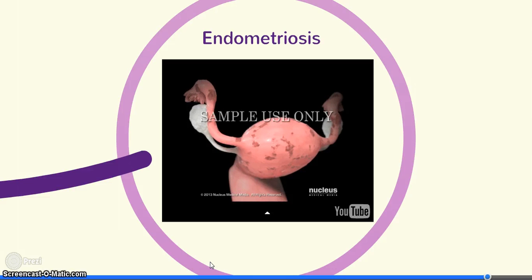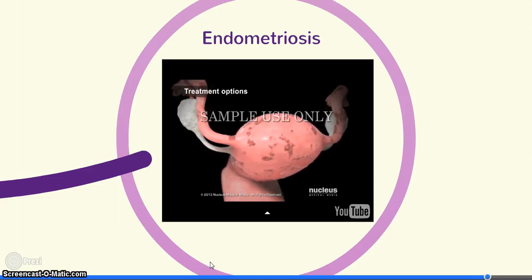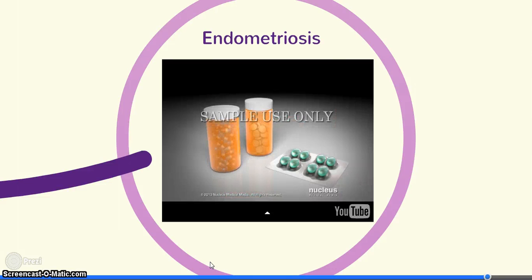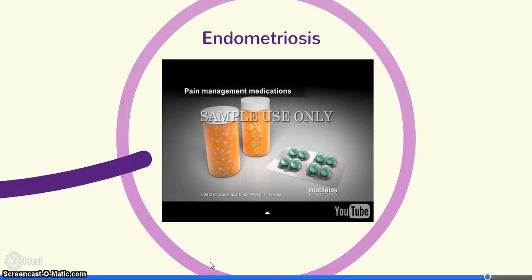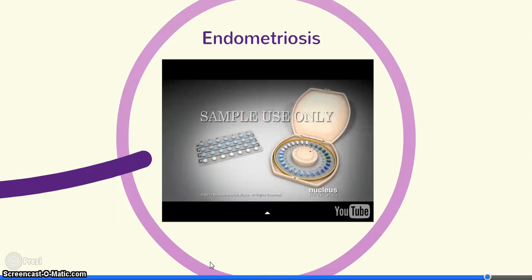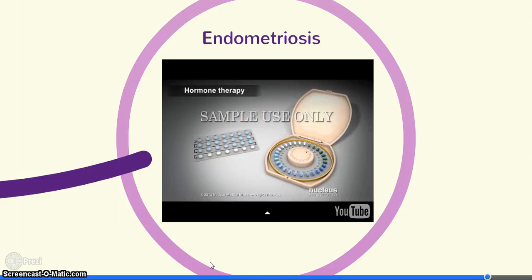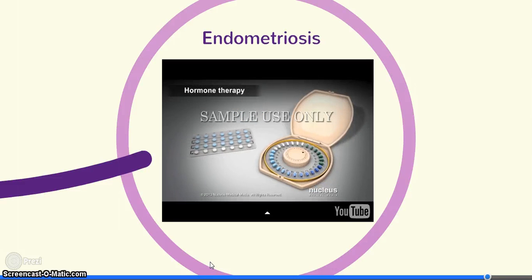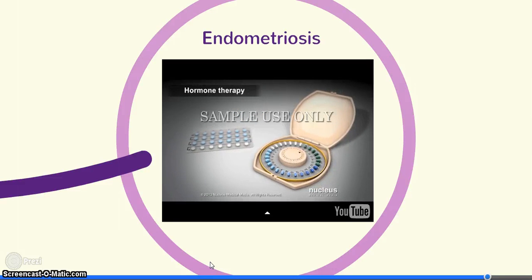Your doctor may recommend treatment options from the following categories. Pain management medications, such as aspirin, acetaminophen, or non-steroidal anti-inflammatory drugs, also known as NSAIDs, provide relief from pain. Hormone therapy, such as birth control pills, can prevent monthly endometrial buildup and bleeding.